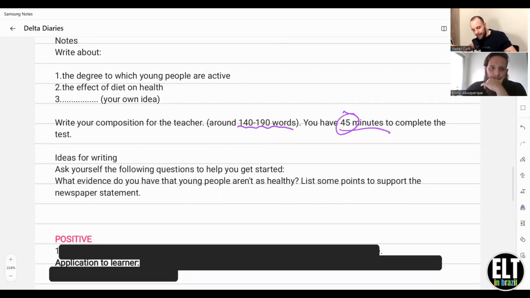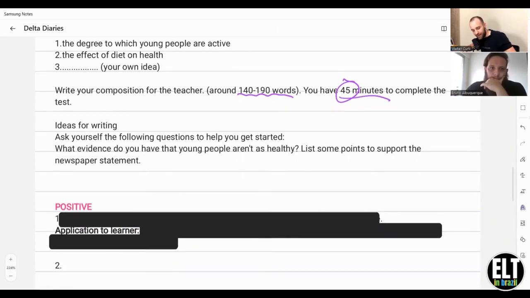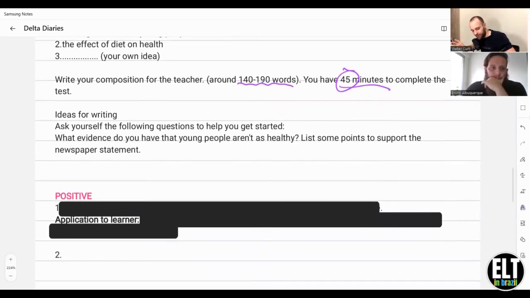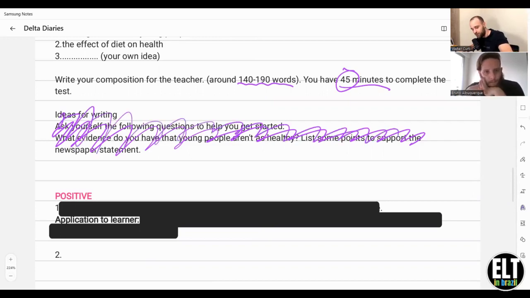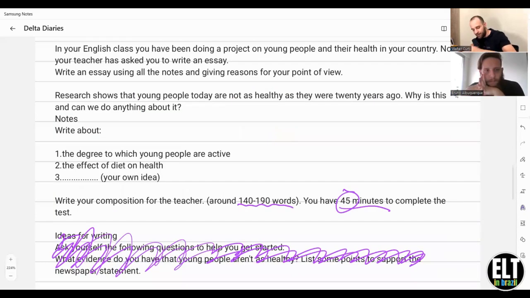minutes. Ideas for writing: ask yourself the following questions, but we decided not to use this part, right? Oh, by the way, this task, the entire task, we created the entire task, right? And we thought this wouldn't be necessarily useful and not very common in the test, so we deleted that part. Okay.